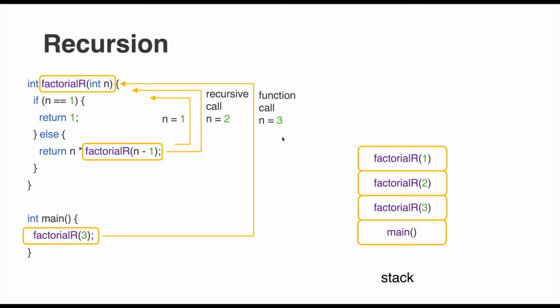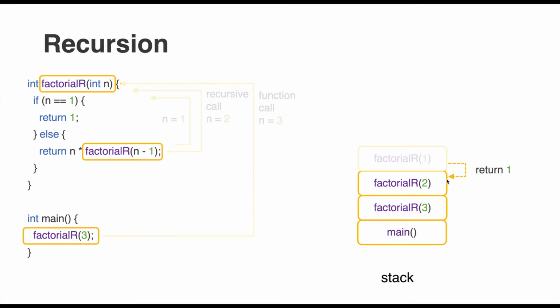1 is going to be returned. Our function on the stack can finally return a value. It returns a 1 back to the next function on our stack, which is factorial r of 2. This call is now removed off of our stack. I've hidden it away. We go to the next function on our stack, factorial r of 2. That would be here. So factorial r of 2 is a value of 1.